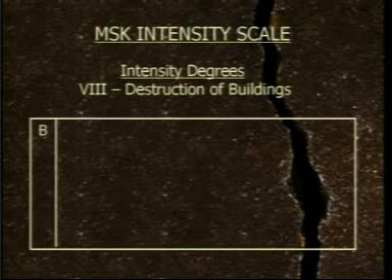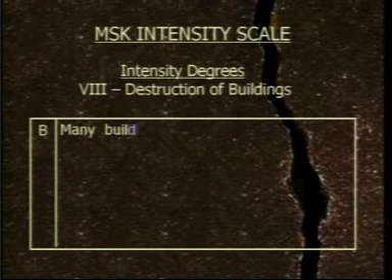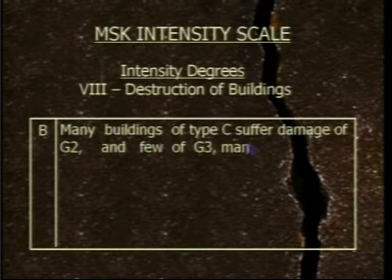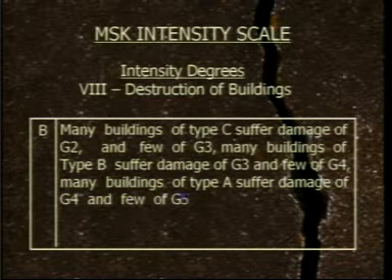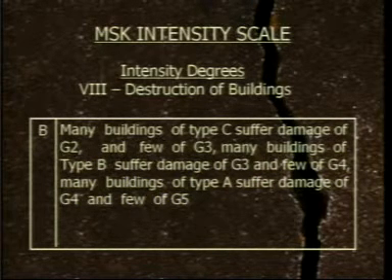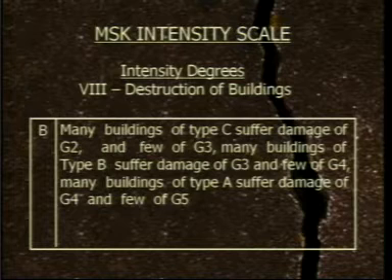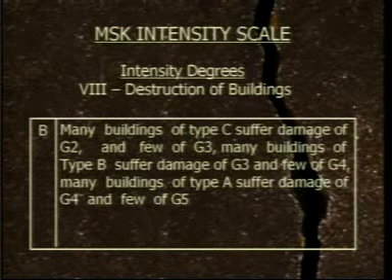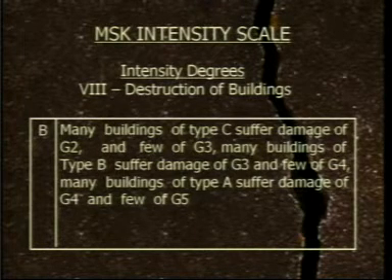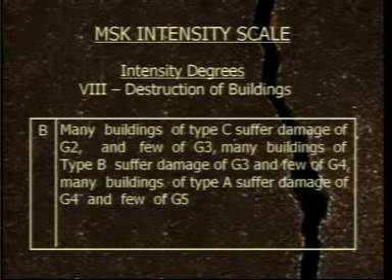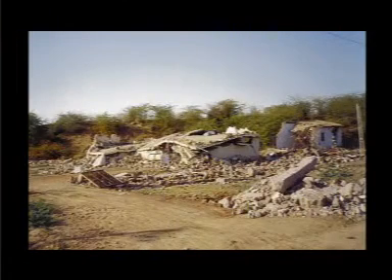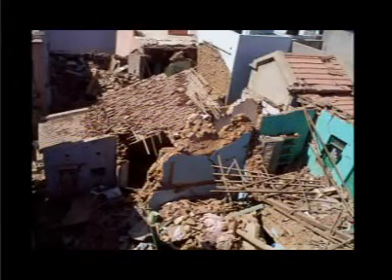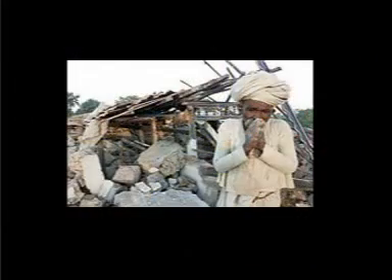Then on buildings, the part B. Many buildings of type C suffer damage of grade 2 and a few of grade 3. Many buildings of type B suffer damage of grade 3 and few of grade 4. Many buildings of type A suffer damage of grade 4 and few of grade 5. It means that in villages, more than 50% of the buildings are damaged.